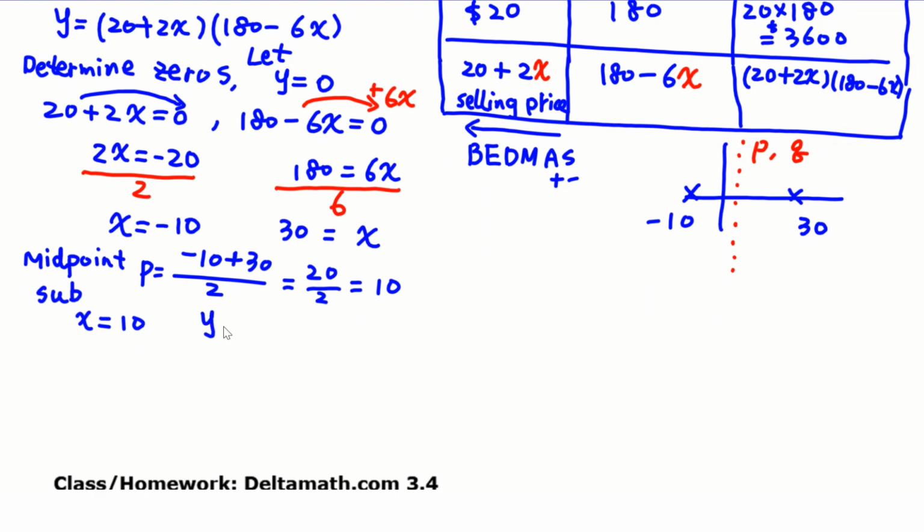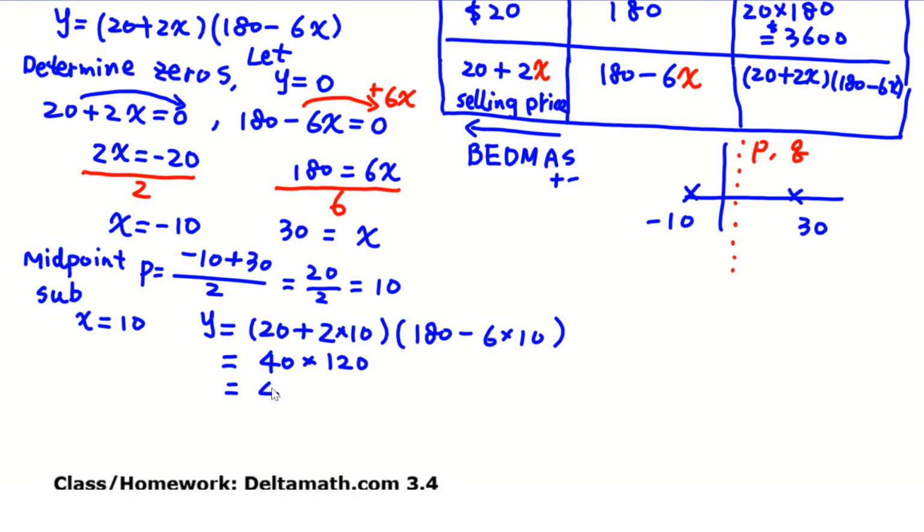We have y equals 20 plus 2 times 10. This one gives you the selling price. Then 180 take away 6 times 10. You will have 40 times 120. You have 4,800. Compared with the original revenue of 3,600, it is greater than that, so it makes sense.